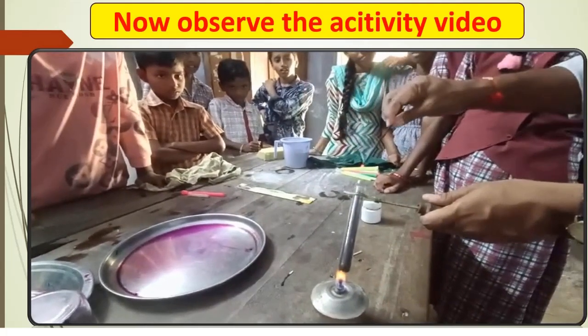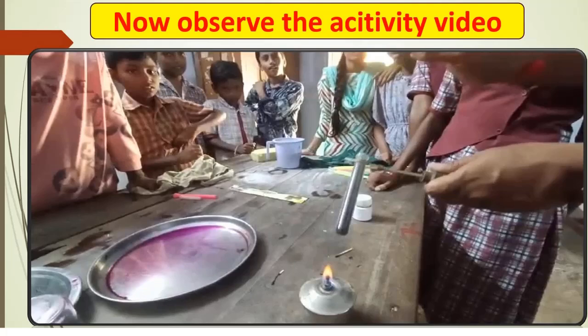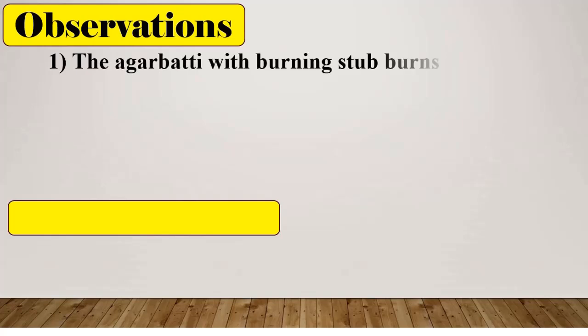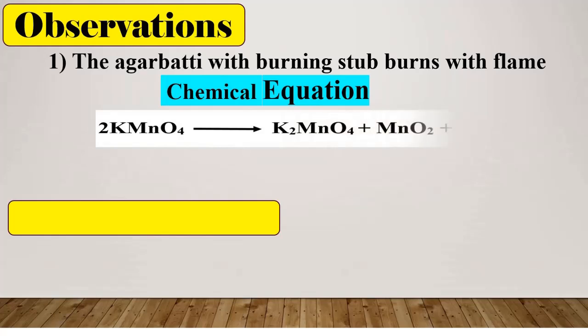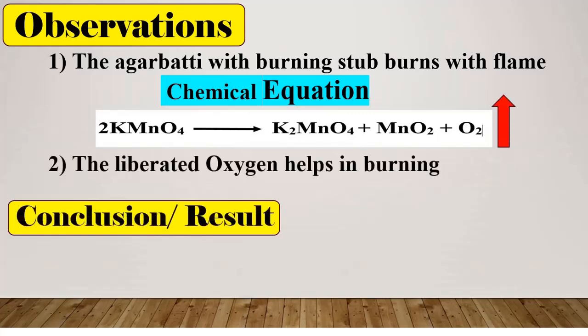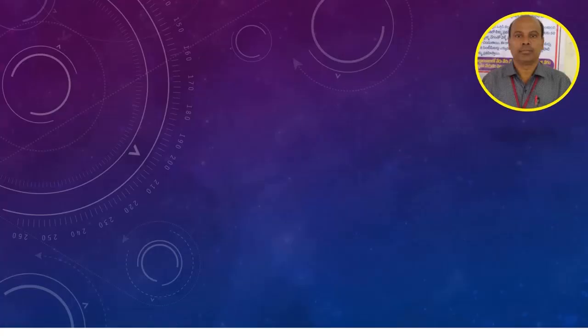Oxygen helps in burning. So observations here: the agarbatti with the burning end burns with flame. So here is the chemical equation: potassium permanganate gives oxygen. Observe the red arrow mark here, liberated oxygen gas. So the liberated oxygen helps in burning. After this activity we conclude that finally we observe that oxygen helps in burning. Thank you.